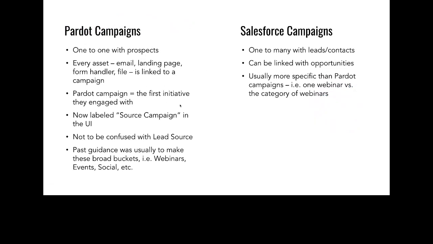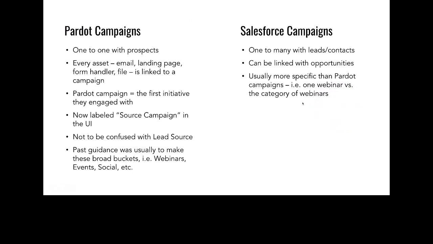So if we're still utilizing Pardot and Salesforce campaigns separately, here are some of the things that you probably understand about Pardot versus Salesforce campaigns. On the Pardot side, it's a one-to-one with the prospect. We know that usually your Pardot campaign only represents that first touch. They can only be a part of one campaign at a time. And you'll now see it's labeled as source campaign within your Pardot UI. This is because once you enable connected campaigns, you still get that Pardot-only field for source campaign, but you're now able to add prospects to multiple campaigns. It's not to be confused with lead source. And really how I define source campaign is how they first touched Pardot specifically. Past guidance that we've received on Pardot campaigns is to keep it broad: webinars, events, social.